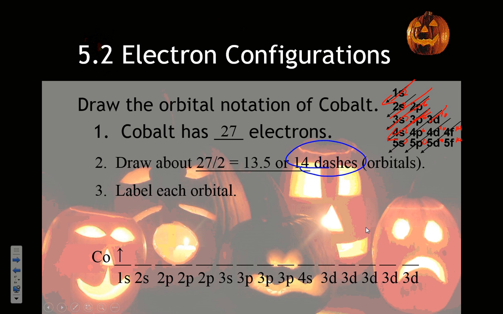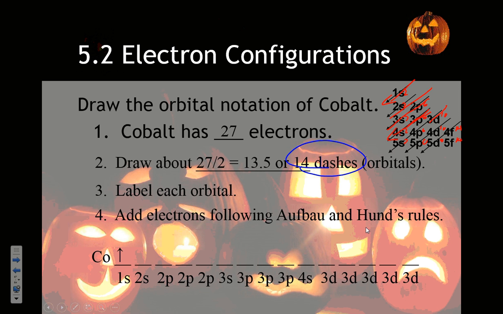Now, next would come adding the electrons. So we're going to add following Aufbau and Hund's rule, and technically Pauli exclusion principle as well, which just means up down. So first electron in cobalt goes in the 1s. Next electron fills the 1s. That's following Pauli exclusion and Aufbau. Next electron, so the 3rd one, goes in the 2s. The 4th fills the 2s. The 5th goes in the 2p.